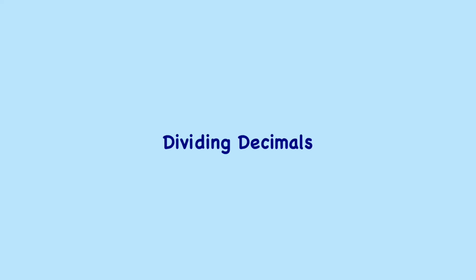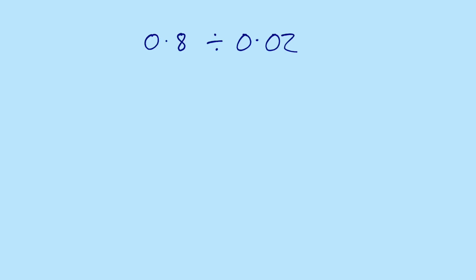Dividing decimals. Like in the previous clip for multiplying decimals, there's a nice quick and easy method to divide decimals. So let's have a look at this one. We have 0.8 divided by 0.02. So what I'm going to do first in order to divide these two numbers is write them as follows: 0.8 over 0.02. Now we can do this because this line means divide.